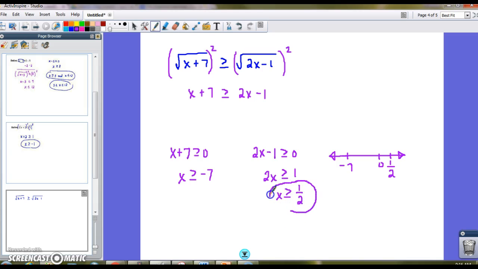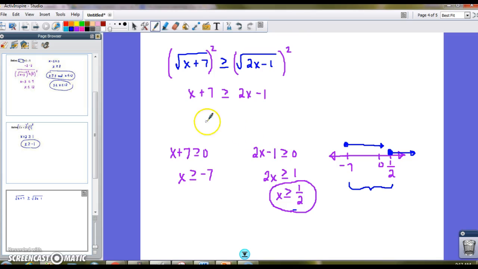This one is more restrictive because it includes less solutions, right? It starts here and goes on forever, where this one starts back here and goes on forever. The problem is if I take anything from negative 7 to 1/2, it's going to make what's under this radical negative. So I can't use those values. I have to take the one that's more restrictive, which is x is greater than or equal to 1/2.